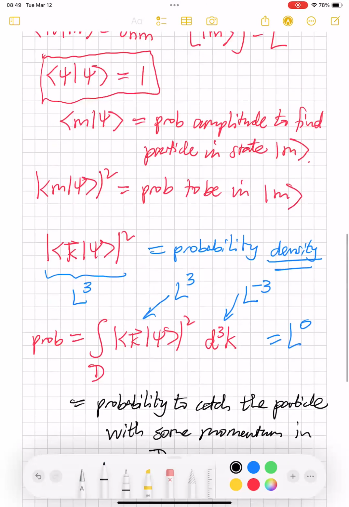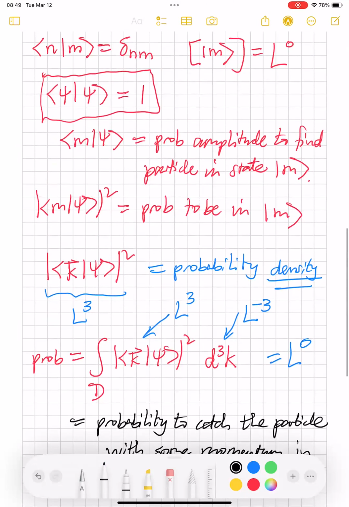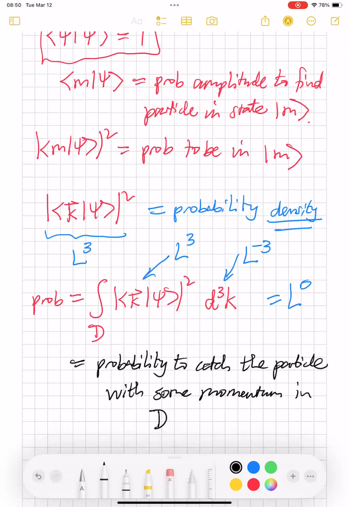So these states with a continuous label are very different to states with the discrete label, and we would use them in a different way when we want to make a prediction. I just wanted you to be aware of that. And that brings us to the end of this chapter.